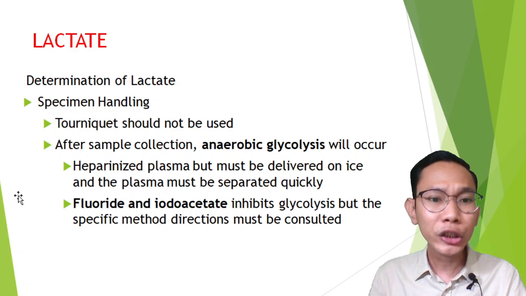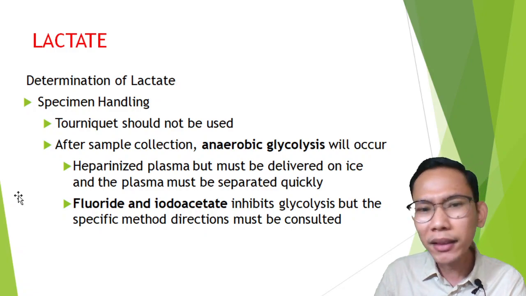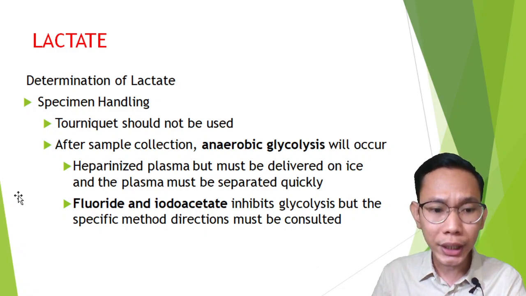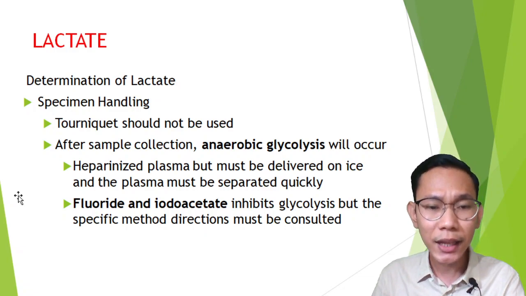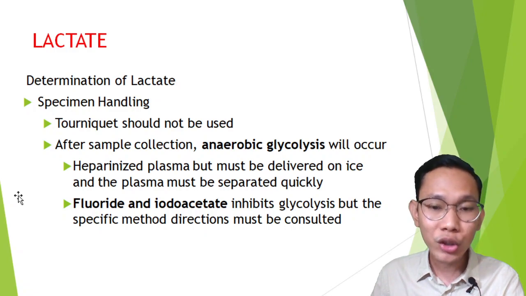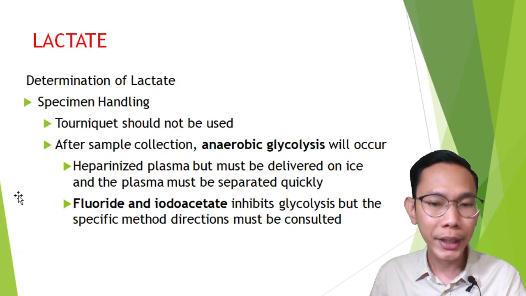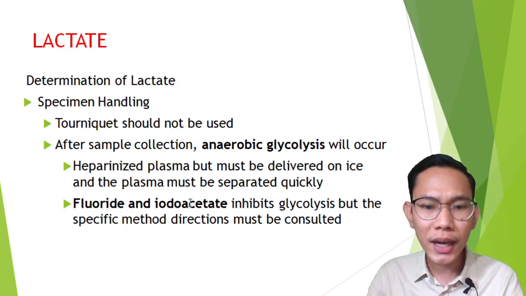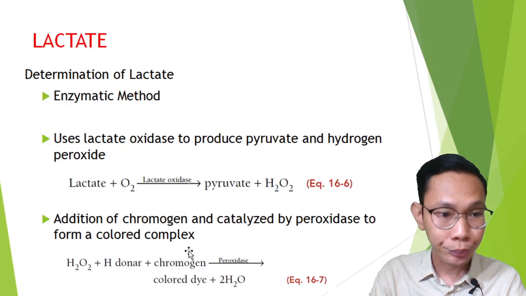So, in terms of determination of your lactate, specimen handling, so tourniquet should not be used. Kasi bakit kaya? Why do you think that we should not use your tourniquet? Because there could be venous stasis, and because of this venous stasis, it will cause an increase of your lactic levels. After sample collection, anaerobic glycolysis will occur. Heparinized plasma, but must be delivered on ice and the plasma must be separated quickly. So fluoride and your iodoacetate inhibit glycolysis, but specific method directions must be consulted.